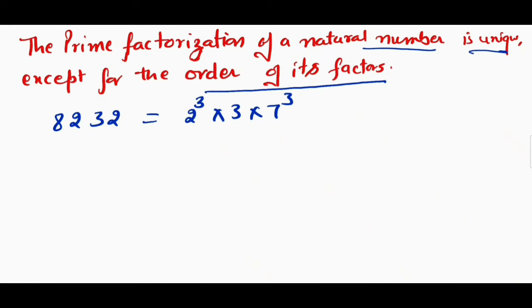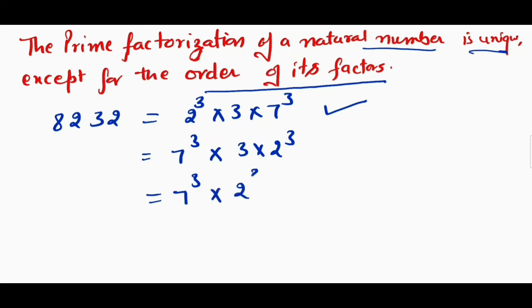The prime factorization of this number 8232 is equal to 2 raised to power 3 into 3 into 7 raised to power 3, and this will always be like this. But we can change the order of its factors, meaning we can write this as 7 raised to power 3 into 2 raised to power 3 into 3. The order doesn't matter, but the prime factorization is always unique.